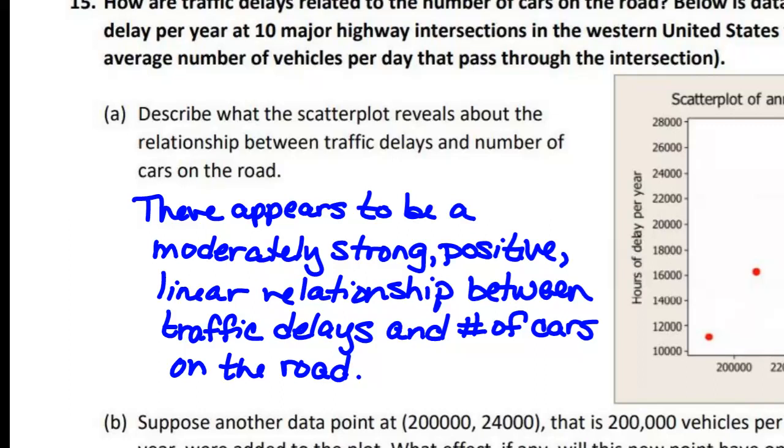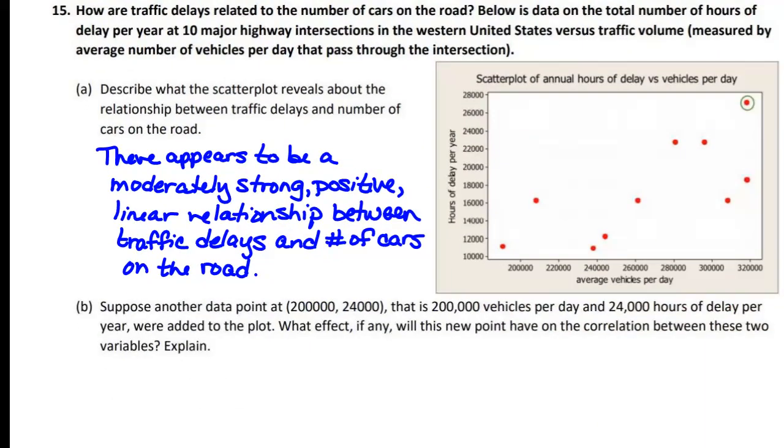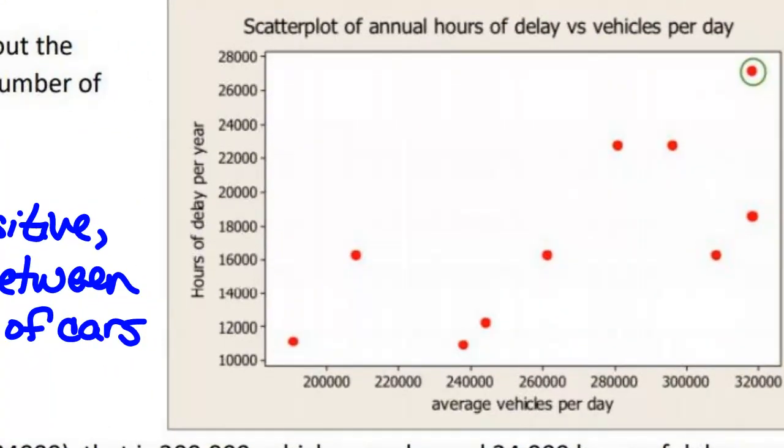Suppose another data point at 200,000, comma 24,000 were added to the plot. Okay, so I'm going to add this with a blue dot. 200,000 on the bottom, 24,000. So right here. What effect, if any, will this point have on the correlation between these two variables?